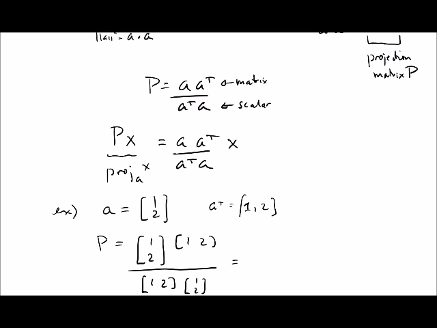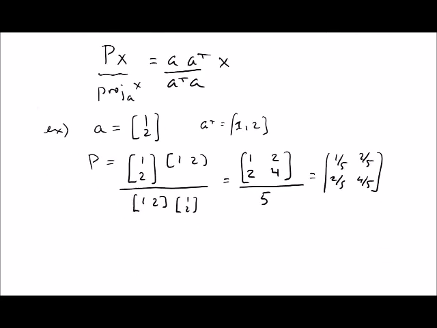So what does that give you? Well, in the bottom part, all you get is 1 times 1 plus 2 times 2. You get 5. And over here, what do you get if you do the matrix multiplication? 1 times 1 is 1. 1 times 2 is 2. 2 times 1 is 2. 2 times 2 is 4. So you get the matrix 1/5, 2/5, 2/5, 4/5. It's symmetrical in the sense that the off-diagonal elements are equal.